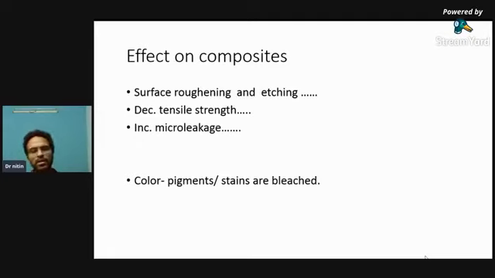A lot of studies have been done. This is just a summary of multiple studies which have been done since 1980s to 2012. Depending upon the type of composite, bonding agent which is used, or the protocols or the components of the bleaching agent which have been used. So depending upon that, the effect on composites is that some surface stiffening is reported, no doubt. That is due to etching because it is an acid, H2O2. Tensile strength has been decreased in few cases of composites.